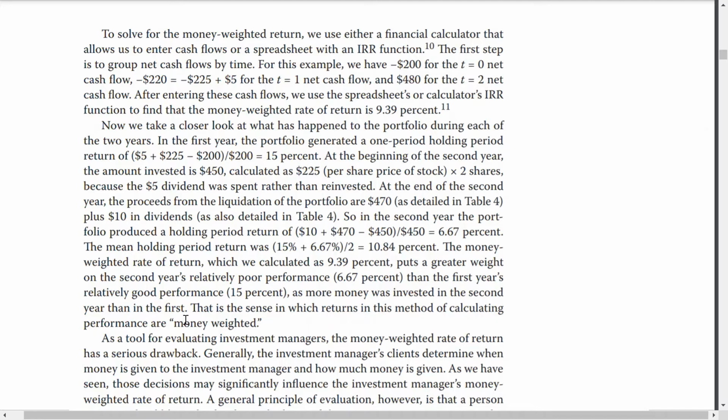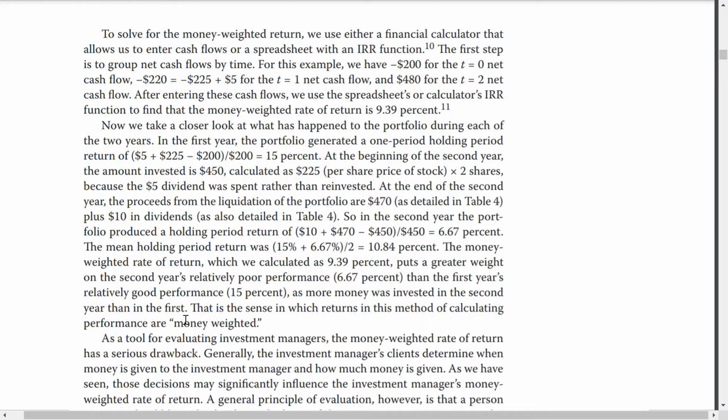poor performance of 6.67% than the first year's relatively good performance of 15%. As more money was reinvested in the second year than in the first, that is the sense in which returns are money weighted.